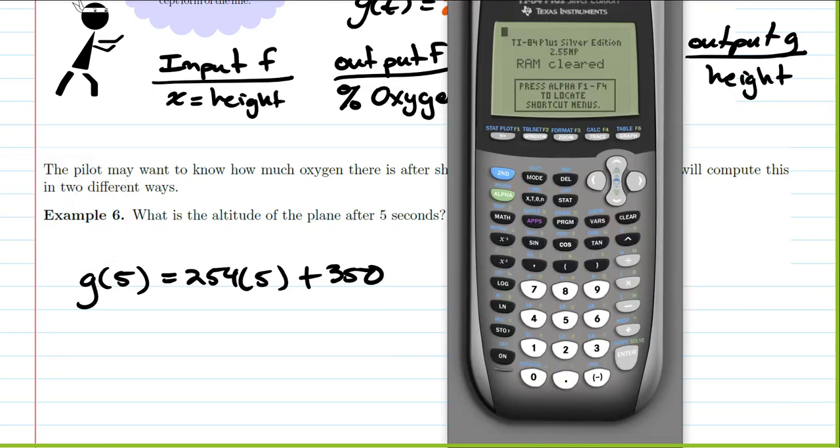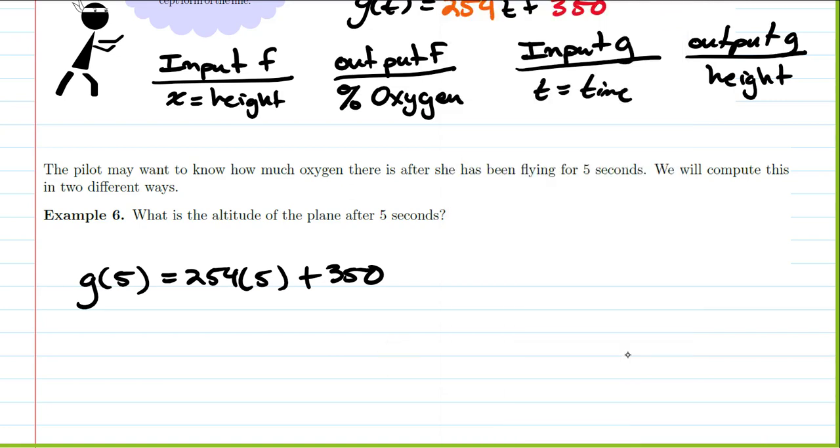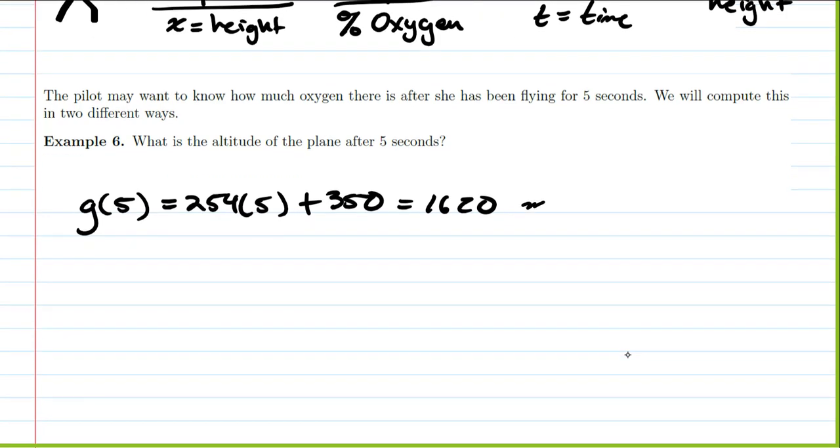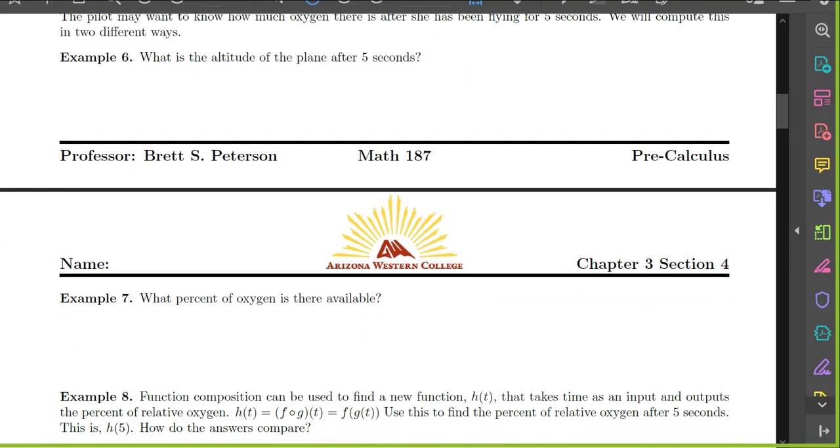So putting that into my calculator, I'll go 254x plus 350. And I can calculate that by just putting in my 5. And I get 1,620. So our altitude of the plane would be 1,620 meters after 5 seconds.